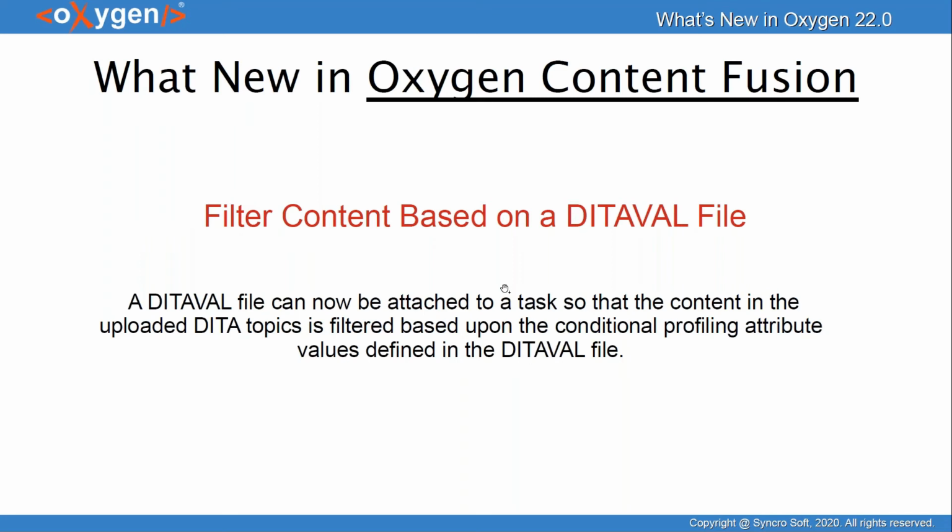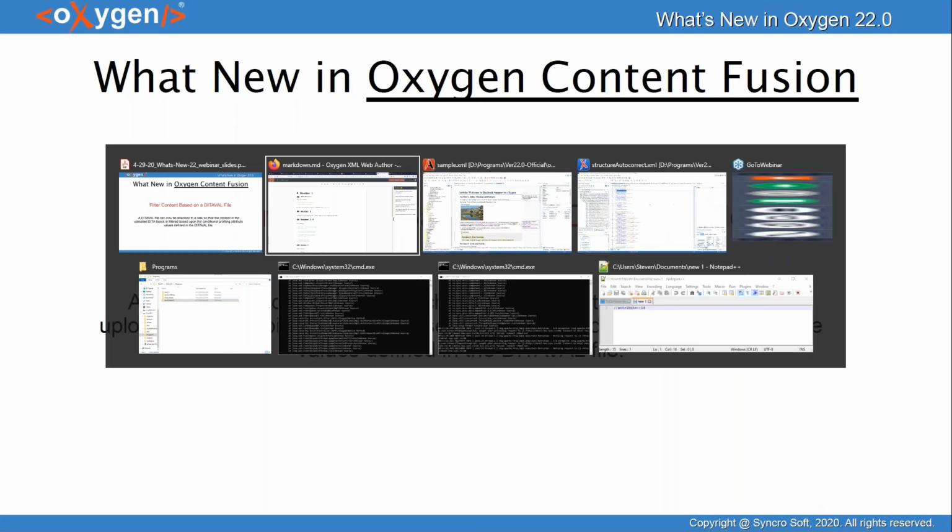And last, I want to show you some of the new features for Oxygen Content Fusion. So you now have the ability to attach a DITA-val file to a task so that the content is filtered based on what's defined in the DITA-val. And then the content is grayed out when the reviewer opens the document. So it makes it easier for them to see the entire structure.